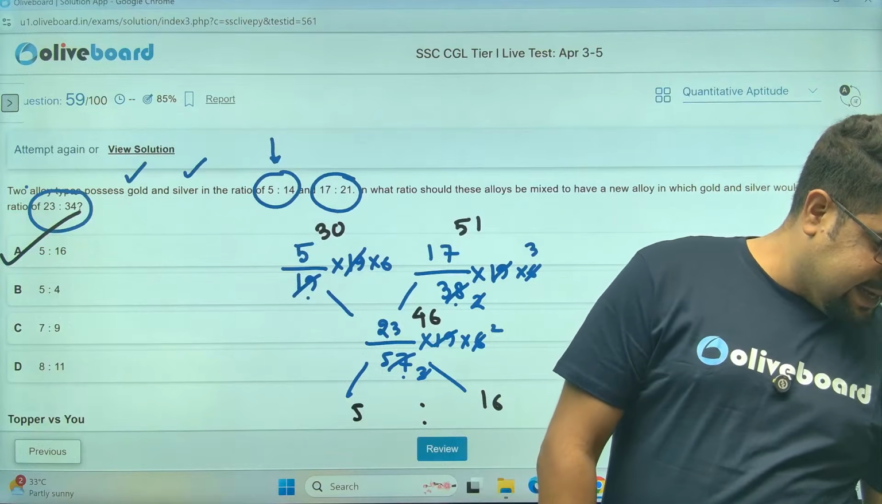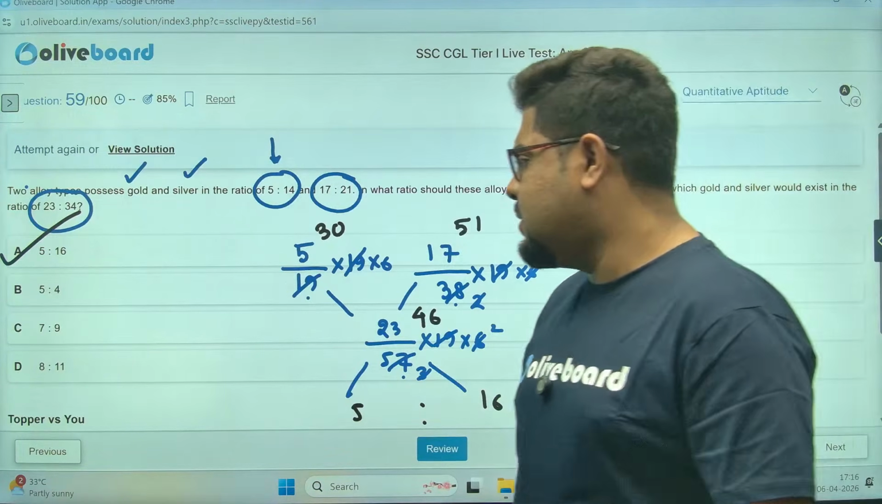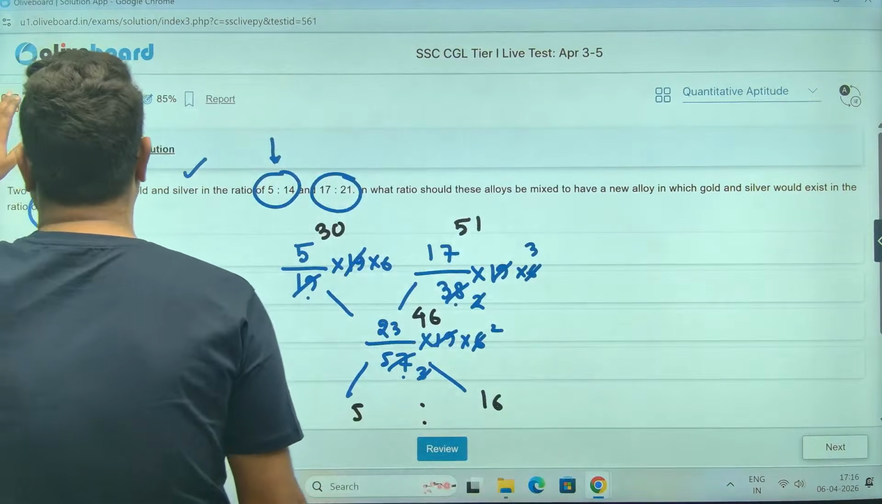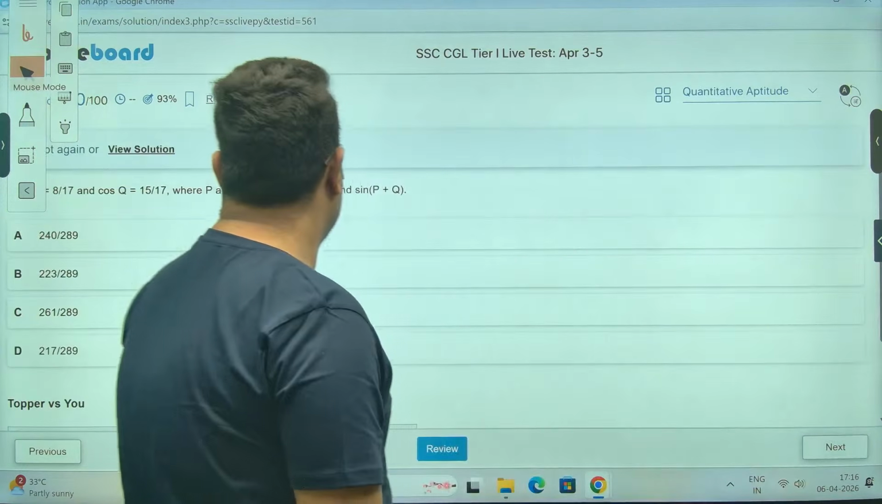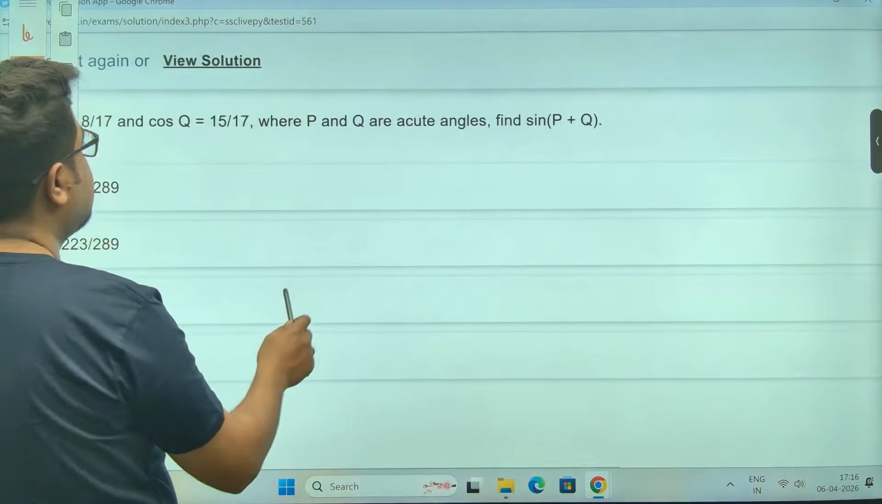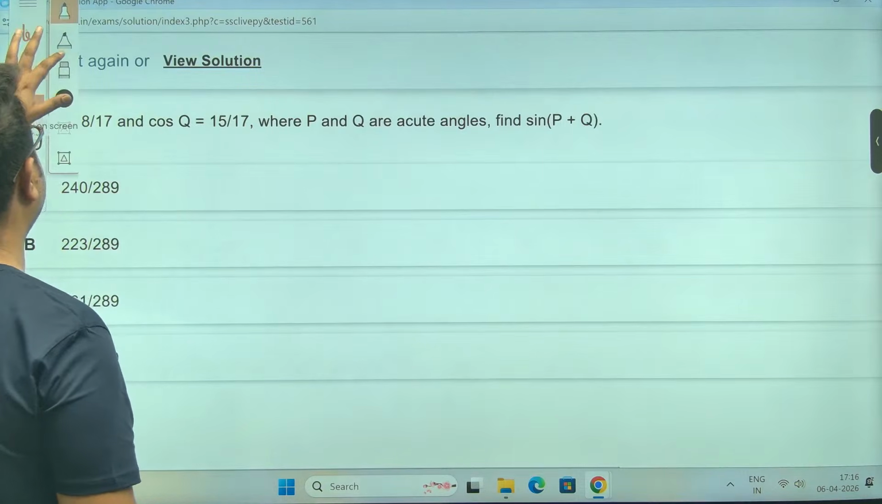Again, I hope this is clear. Not difficult at all, sir. Just you needed to do a couple of lines. Next one. Acha, sin A plus B formula.